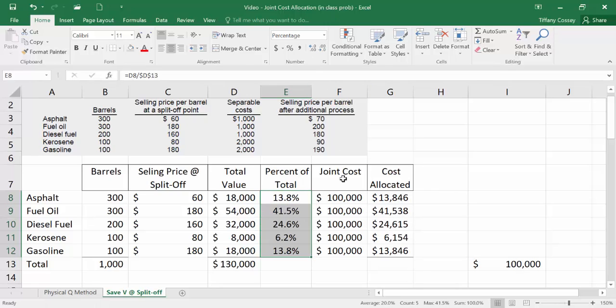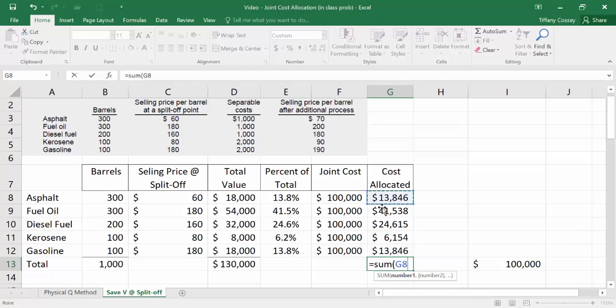And this time I don't have nice clean percentages. That's okay. All right, and then I'm going to take that total, multiply it by the joint cost again to get my cost allocated to the appropriate line. And then I'm going to add all of my sums together to see how much I get, right?